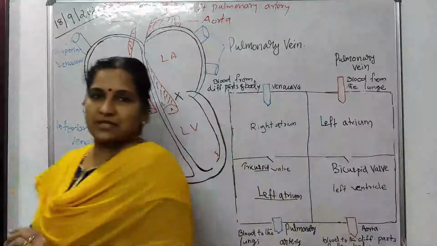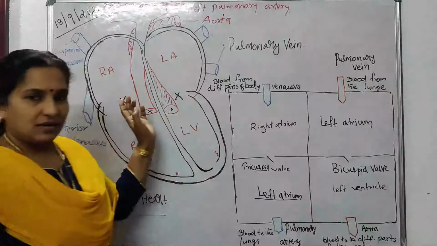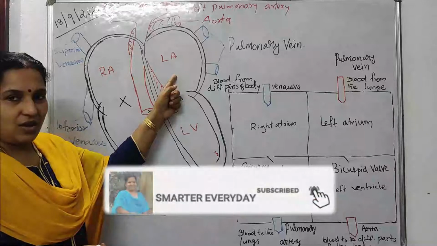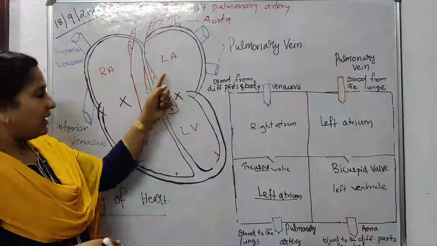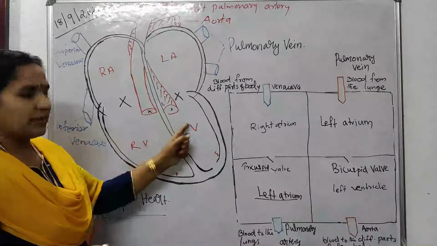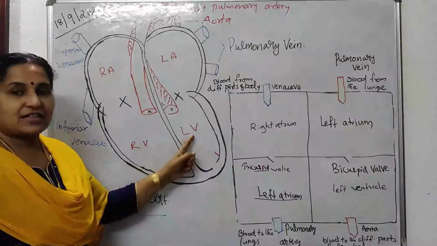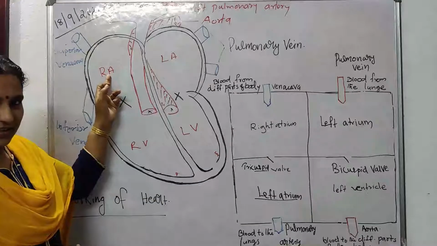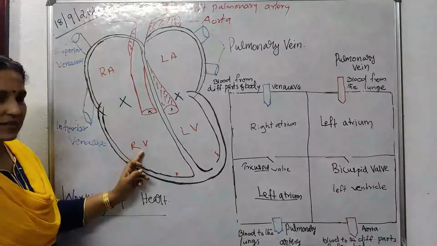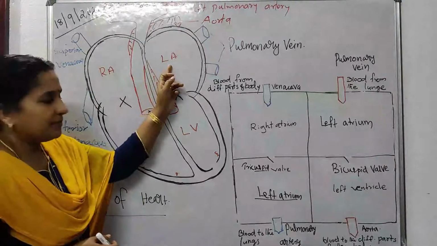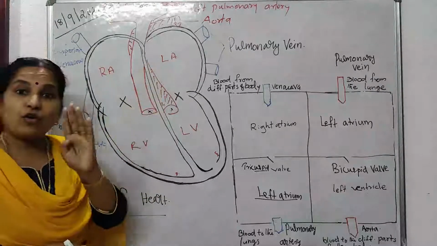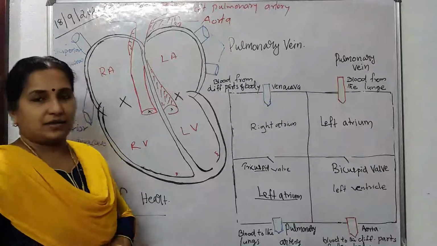There are 4 chambers present in the heart. The upper 2 chambers are known as auricles. Then the lower 2 chambers are known as ventricles. Here this is the right atrium and this is the right ventricle, left atrium and left ventricle. These are the 4 chambers which are present in the heart.